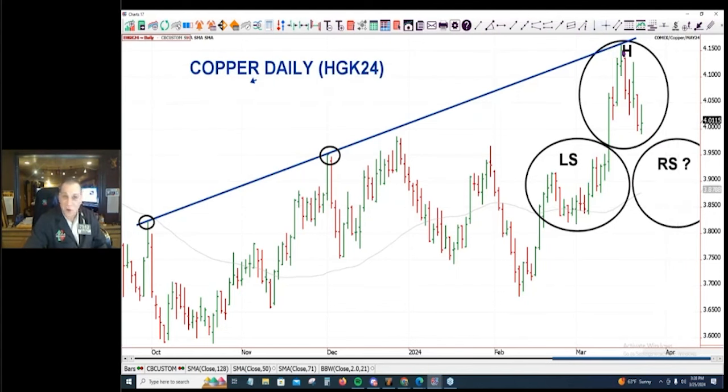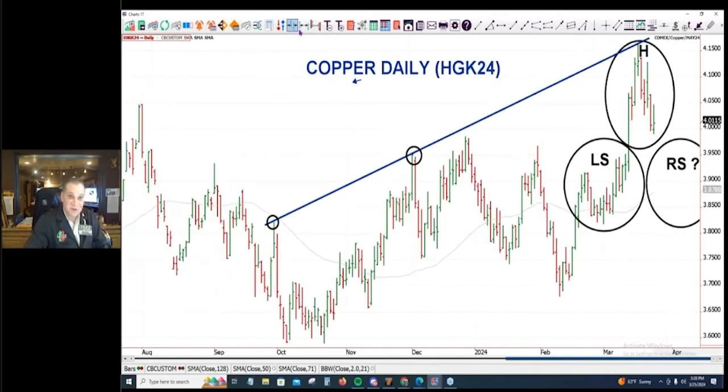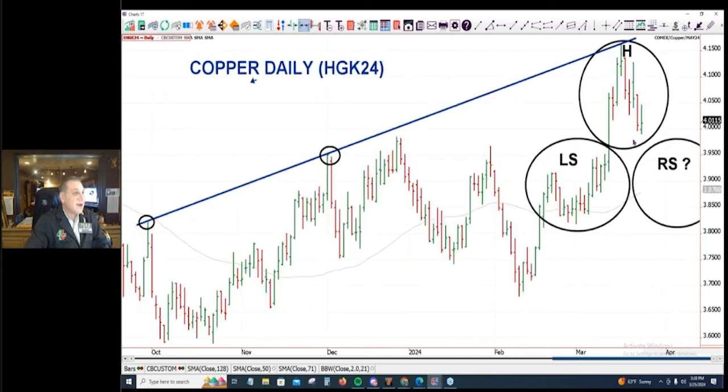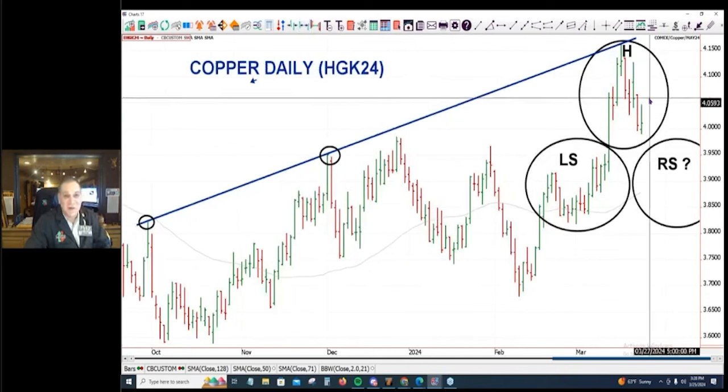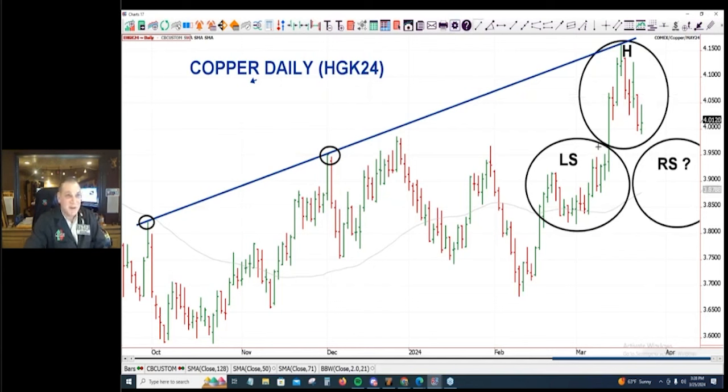I don't know that copper belongs up here to begin with because it's not usually where copper is. Copper's usually cheaper. So copper looks like a seller of rallies as long as we stay below 406. You keep copper below 406, you can sell the rallies expecting that this will fill in at some point and create the right shoulder. And once you get the right shoulder, the bar's in here, then you've got your head and shoulder formation, and we can do a calculation on how low it could go.